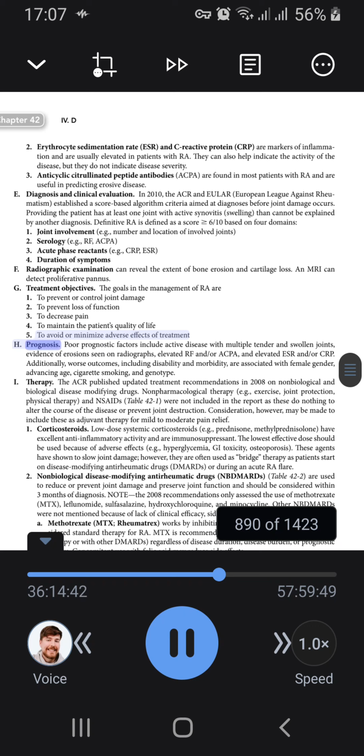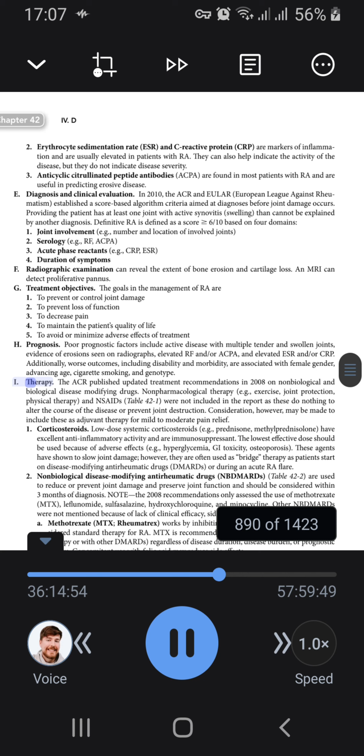H. Prognosis. Poor prognostic factors include active disease with multiple tender and swollen joints, evidence of erosion seen on radiographs, elevated RF and/or ACPA, and elevated ESR and/or CRP. Additionally, worse outcomes, including disability and morbidity, are associated with female gender, advancing age, cigarette smoking, and genotype.